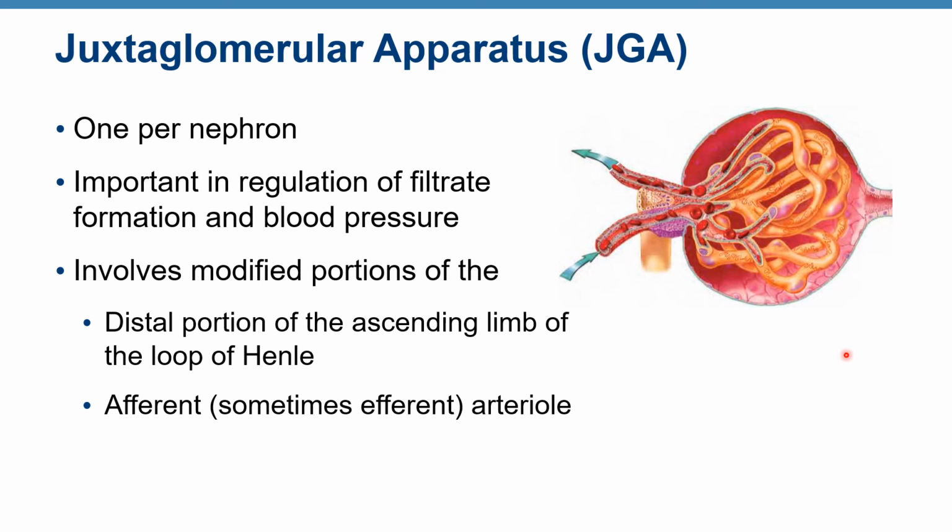Juxtaglomerular apparatus. This is the structure that actually regulates filtration, and as a result, it regulates blood volume and blood pressure. So it's a special structure, one per nephron, that is important in regulation of filtrate formation and blood pressure. And it involves a modified portion of the distal part of the ascending limb of Henle and afferent and sometimes efferent arterioles. So it's actually located in this area right here, right?